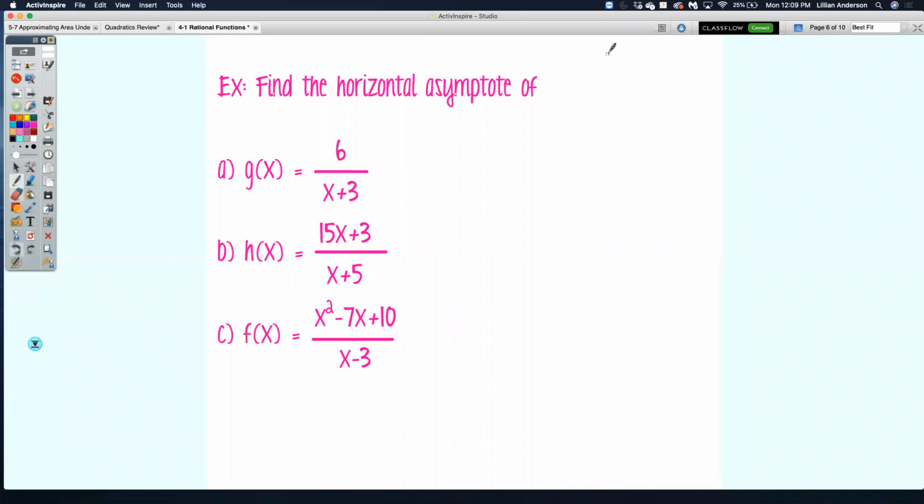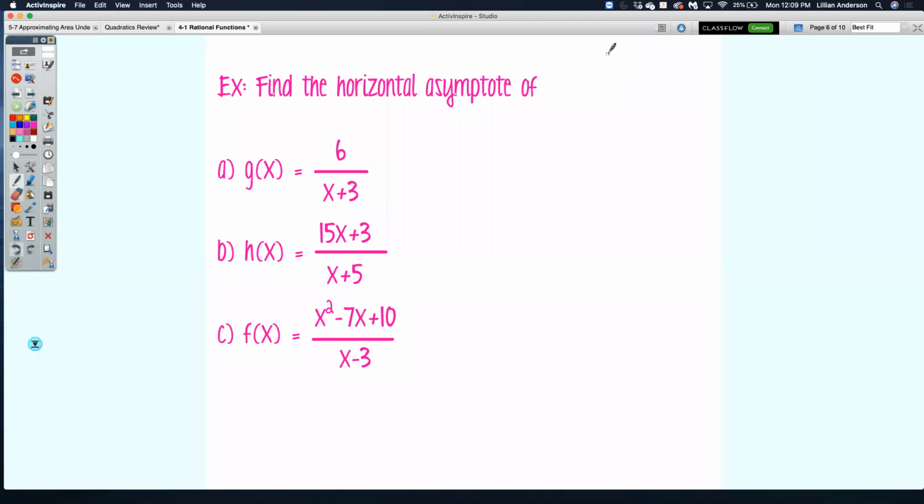Let's practice some. Flip over on the back, or actually it's a completely different page. If you want to, you can separate them so you can have your notes side by side. Remember, when you're finding a horizontal asymptote, you have to look at the degree. You gotta look at the degree. So let's see, who's been paying attention?